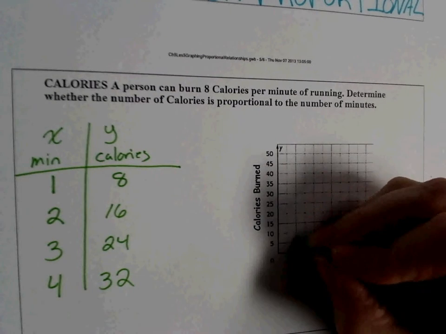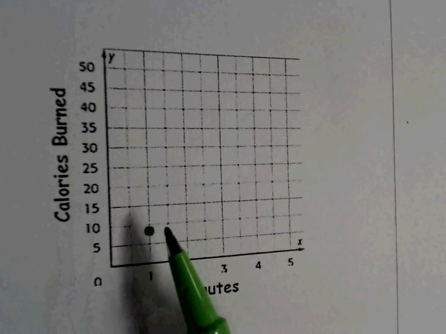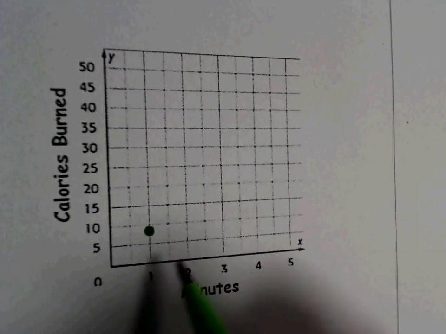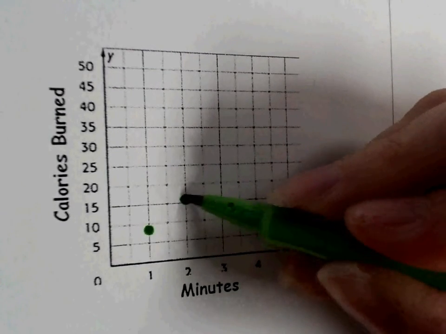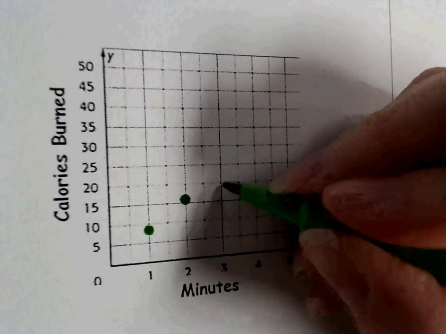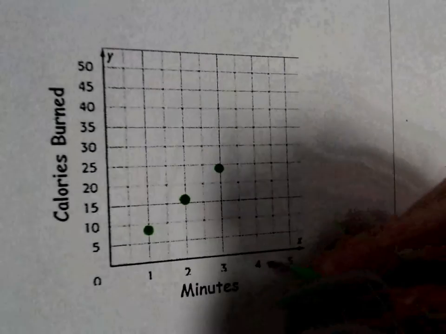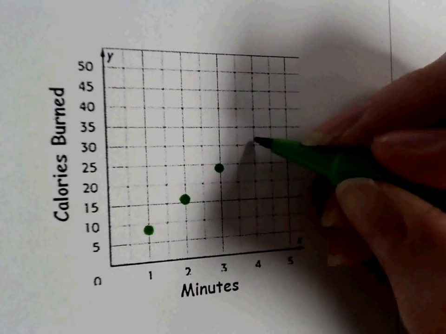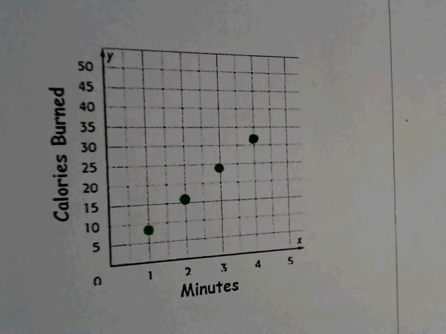So now this is a little bit different because you're not going to be able to get onto it exactly, but it's going to be roughly right around here. Okay, so I'm going to zoom in for a second. I know it's going to be between the 5 and the 10. It's going to be a little bit closer to the 10. At 2 minutes, I said it was going to be 16. So 16 is just right above the 15. At 3 minutes, I said it's going to be 24. So that's just right below the 25. And at 4 minutes, it's at 32. So it's just about in between the 30 and the 35.